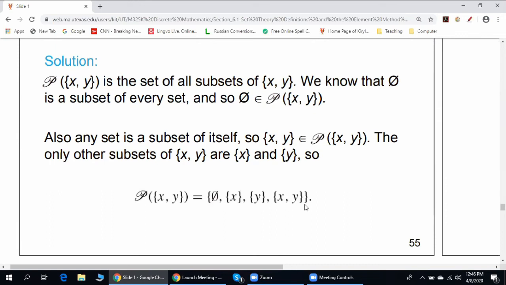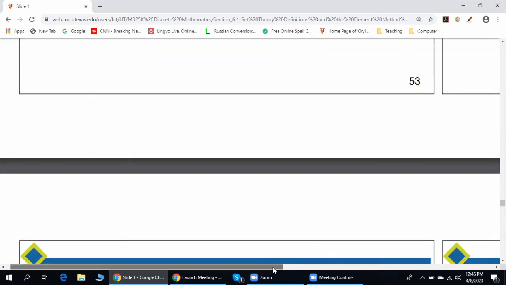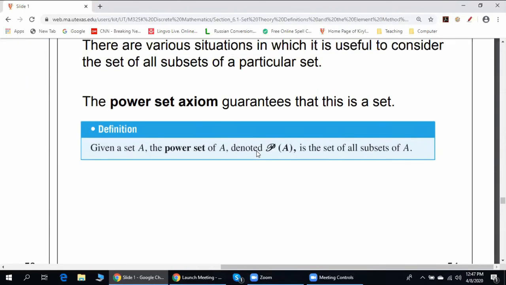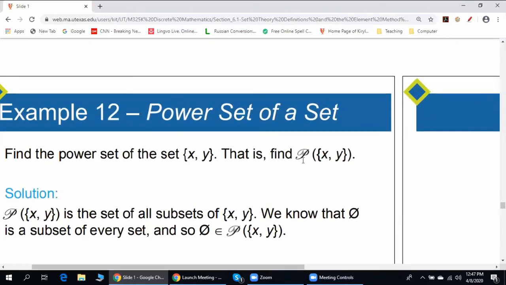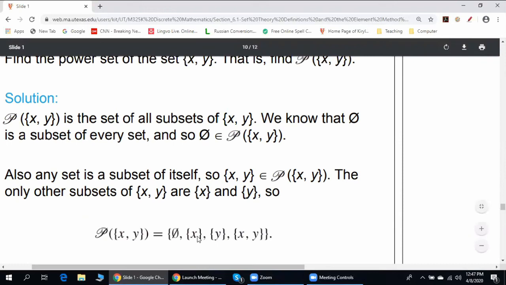Any questions here? Can you go over power set again? Power set, yes. Power set is the set of all possible subsets. Note that the empty set is a subset of this set. Set number 2 is a subset of this set. Set number 3 is a subset of this set. And set number 4 is a subset. There is nothing else.